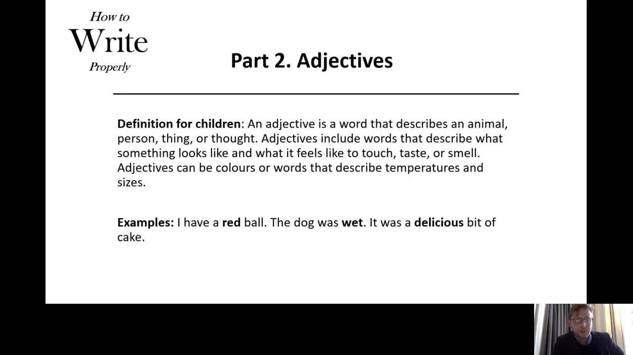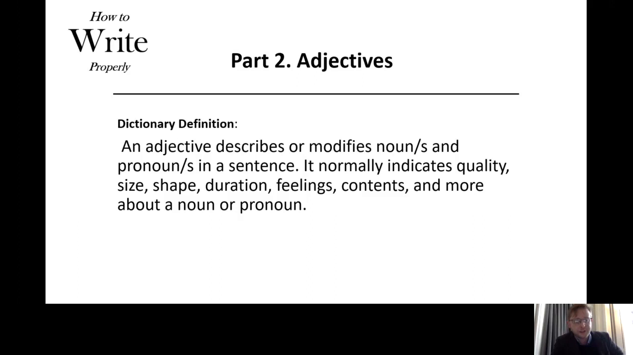Let's move up to the adult definition, the dictionary definition. An adjective describes or modifies nouns and pronouns in a sentence. Now, don't worry too much about nouns and pronouns. We'll get into that in a lot more detail in tomorrow's tutorial. But for today, all you need to know is that a noun is a name. Nouns are the names of things. Pronouns are the names you give yourself generally, or the names that are attached to people. But yeah, nouns are names.